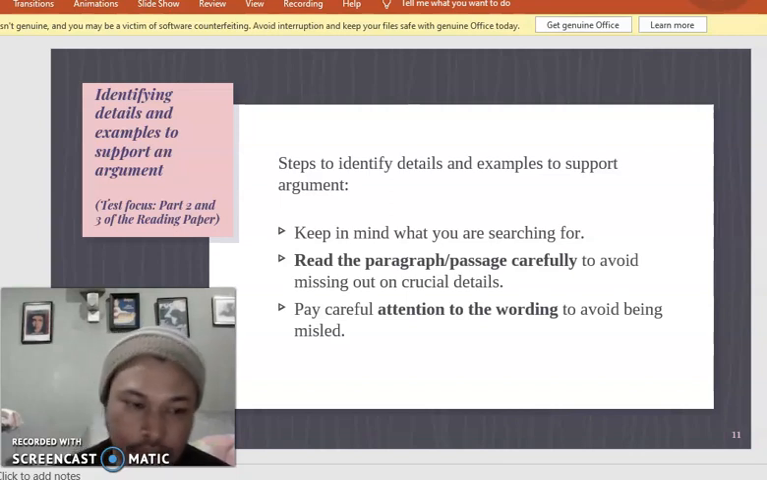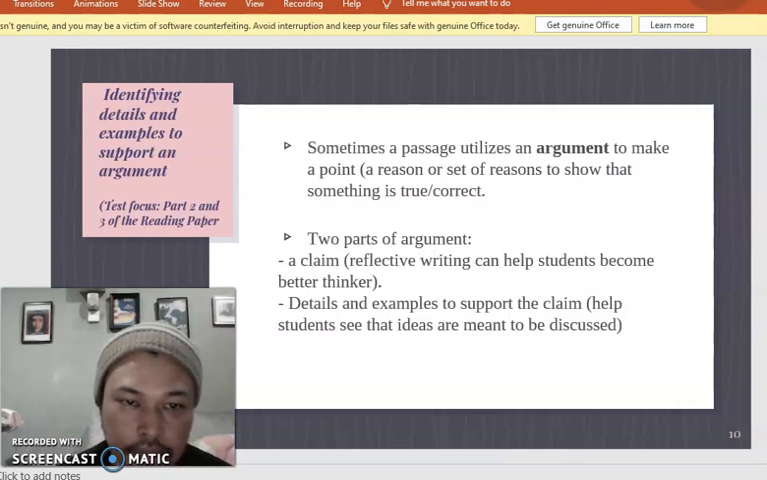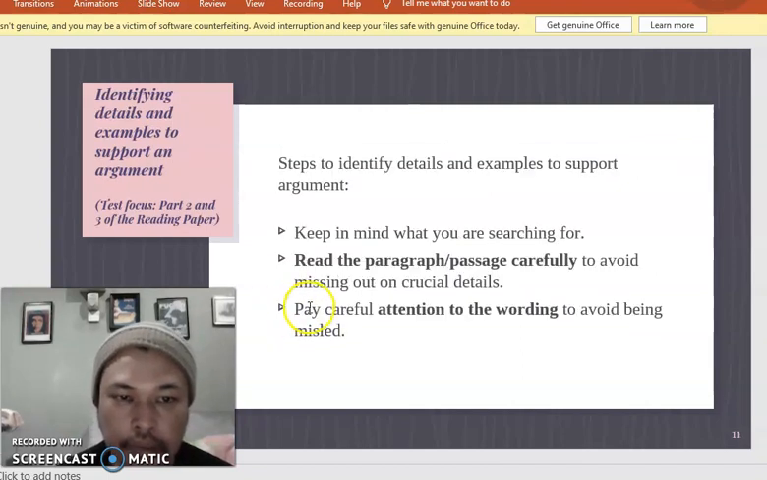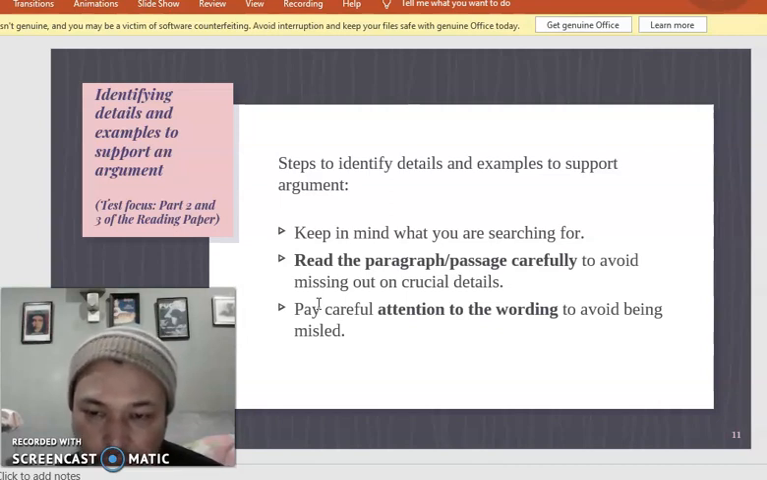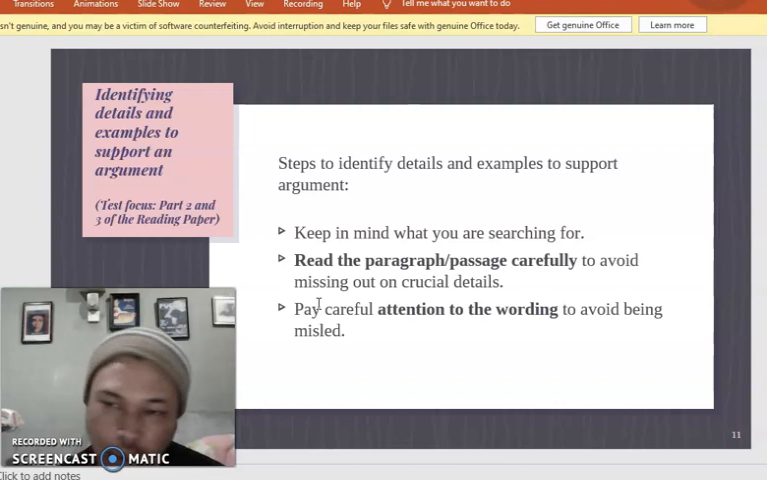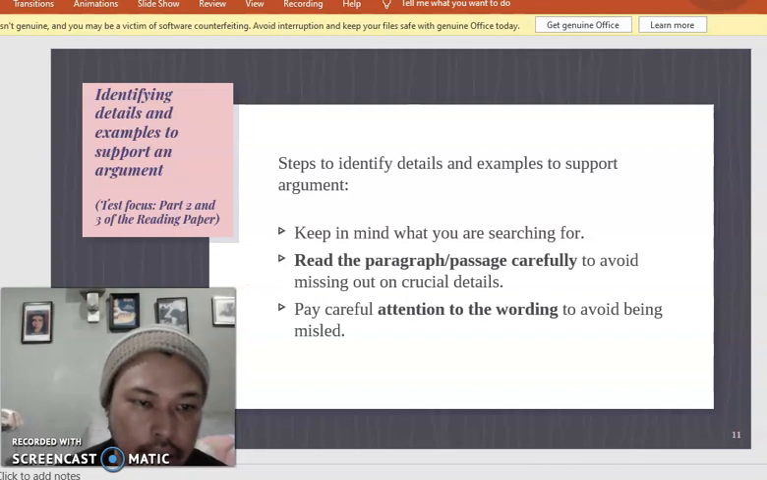Again, the last paragraph is also about identifying details and examples to support an argument. Keep in mind what you are searching for. Read the passage carefully to avoid missing out crucial details, and pay careful attention to the wording to avoid being misled. Like I said, they will always try to mislead you, deliberately sometimes. Next, we're going to go to the next slide.